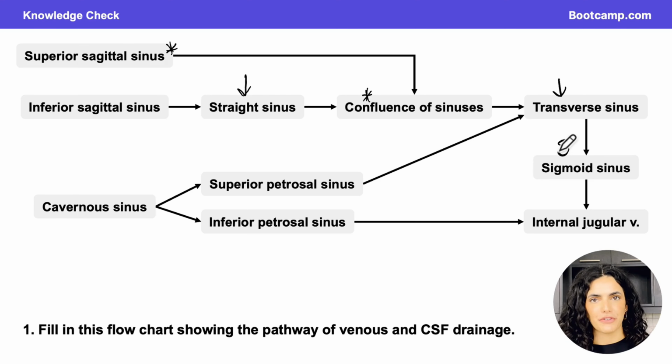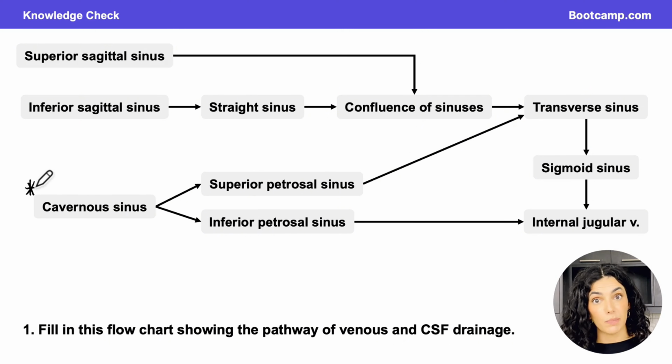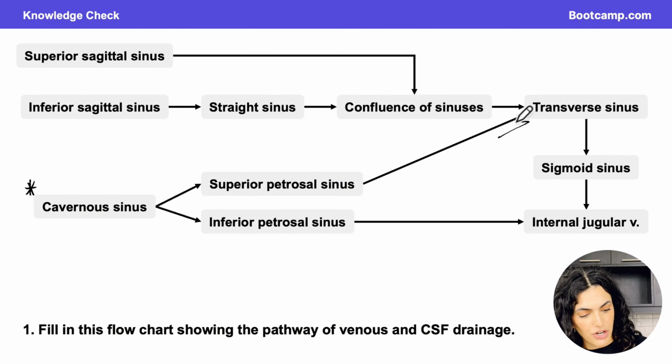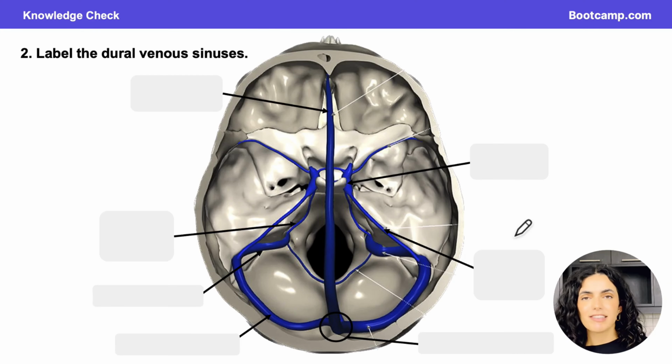the internal jugular vein. We also mentioned the cavernous sinus, a super important structure adjacent to the sella turcica and the pituitary gland, that will eventually form the superior petrosal sinus that will drain into the transverse sinus, versus the inferior petrosal sinus will directly drain into the internal jugular vein. And then all of that venous blood and all that CSF that's in the blood can eventually be brought back to the heart. Next, label the dural venous sinuses and then come on back when you're ready.